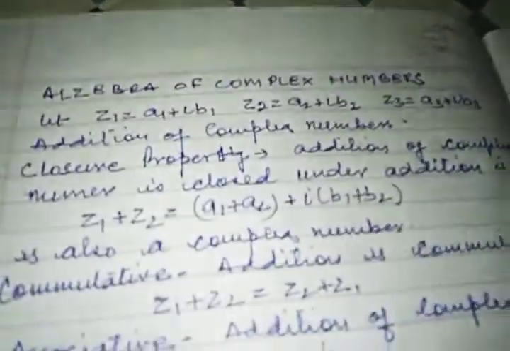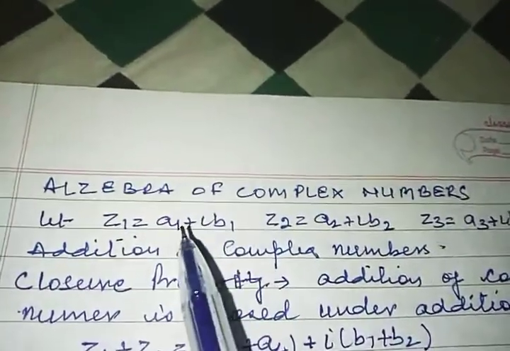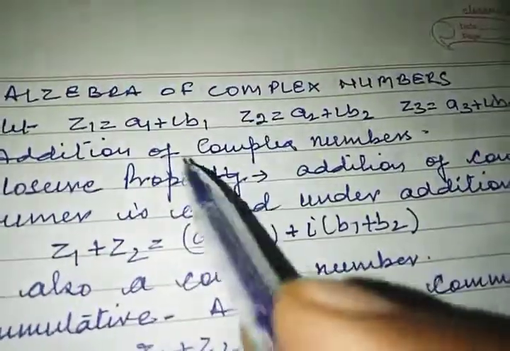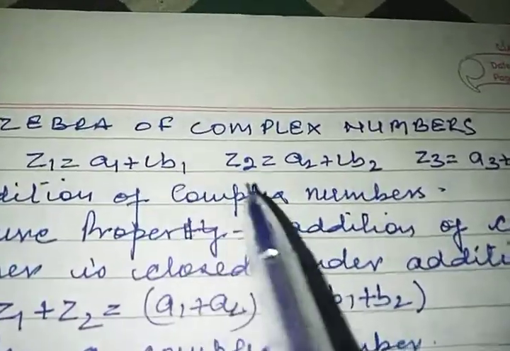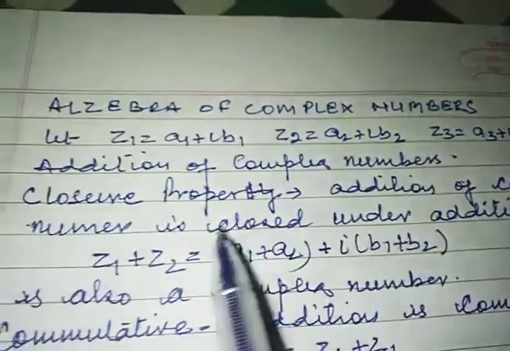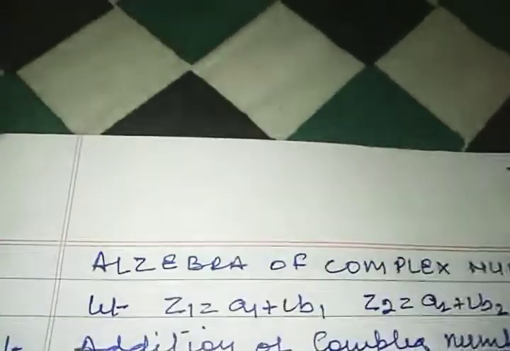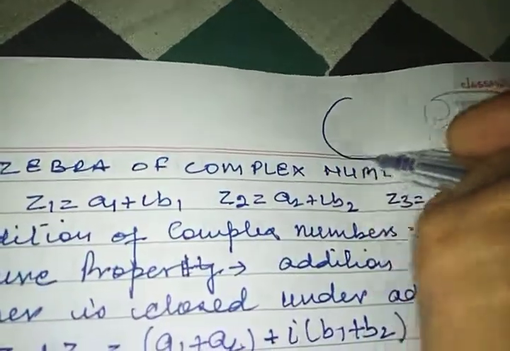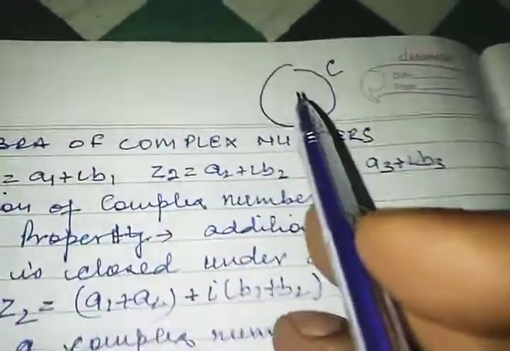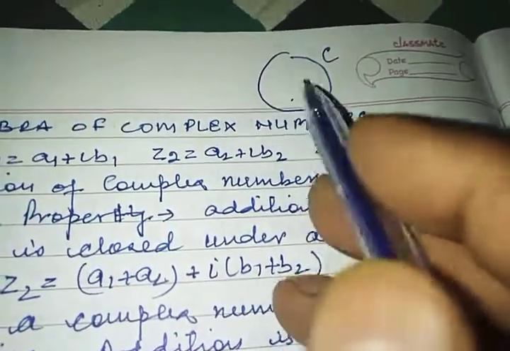Now, since we are moving on to a new set, everything will be new. So this is the algebra of complex numbers, how they are done. So if z1, a1 plus ib1, z2, a2 plus ib2, z3, a3 plus ib3 are complex numbers, then we have the following properties. One is the closure property. Children, what happens in the closure? Suppose we have here a set C of complex numbers. Closure means any operation you are doing here should be inside this set only.